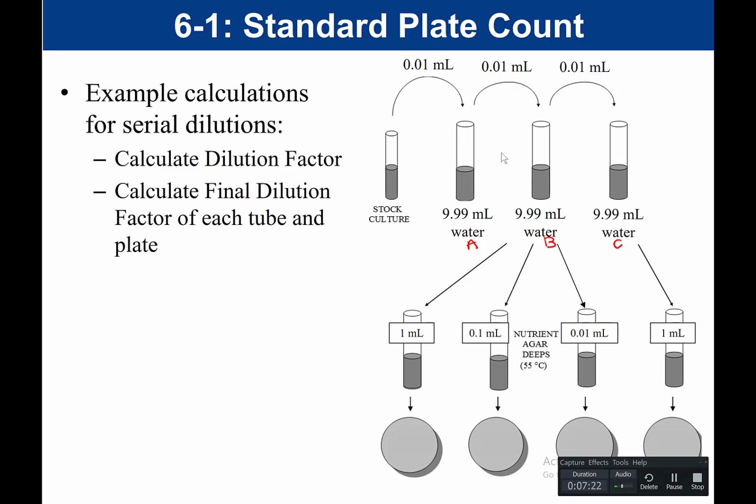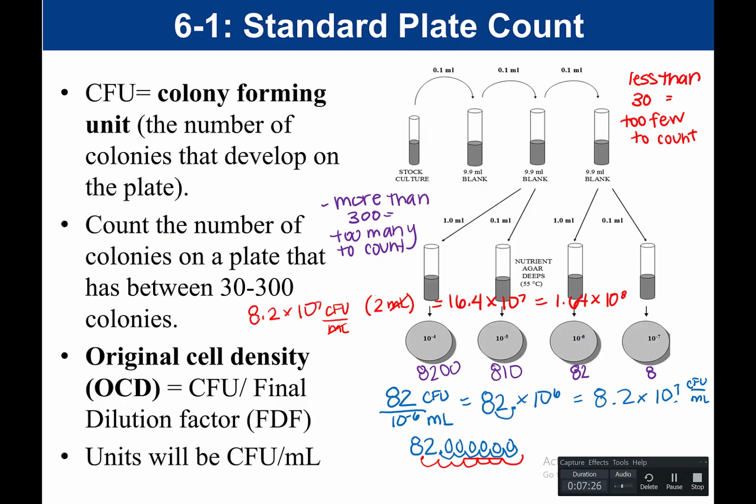On this slide, you want to know what CFU stands for. CFU stands for colony forming units, which is basically the number of colonies that develop on the plate. You want to know that you need to count the plate that has between 30 and 300 colonies. You don't want to count less than 30. That's too few to count. You don't want to count more than 300. That would be too many to count. So you should pick the plate that has between 30 and 300.